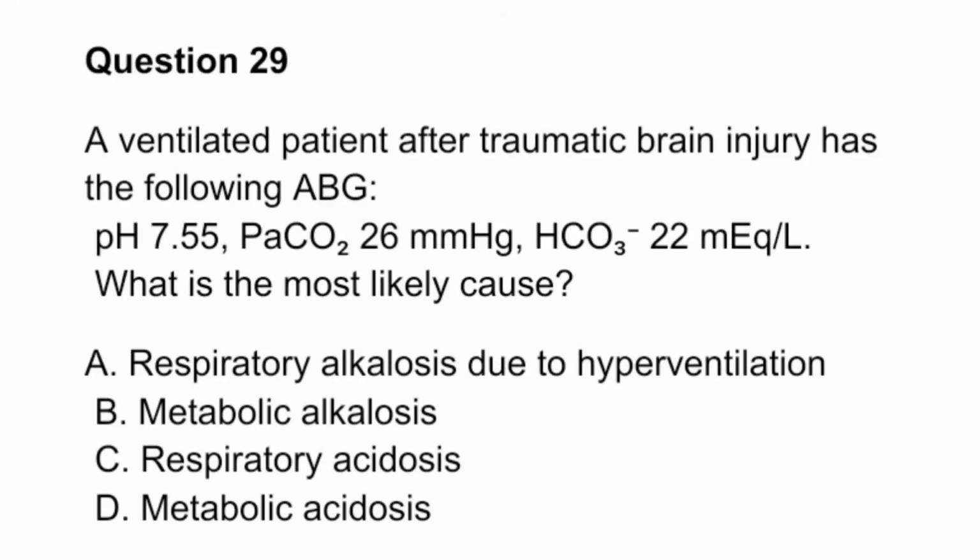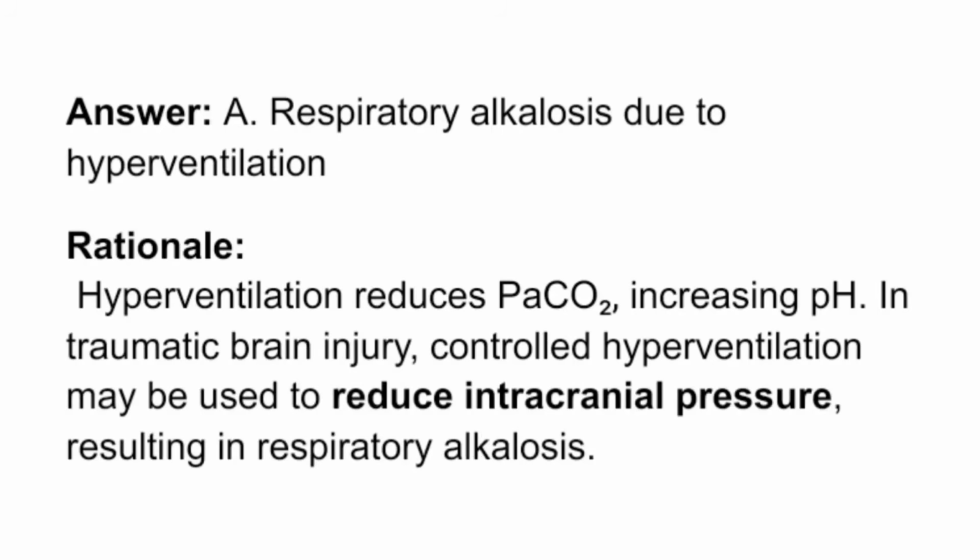Question 29. A ventilated patient after traumatic brain injury has the following ABG: pH 7.55, PaCO2 26 mmHg, HCO3- 22 milliequivalents per liter. What is the most likely cause? A. Respiratory alkalosis due to hyperventilation. B. Metabolic alkalosis. C. Respiratory acidosis. D. Metabolic acidosis.